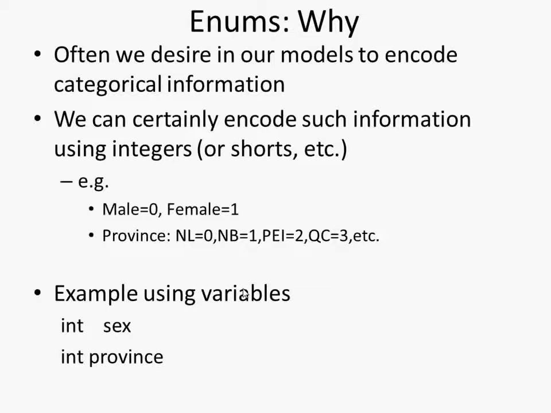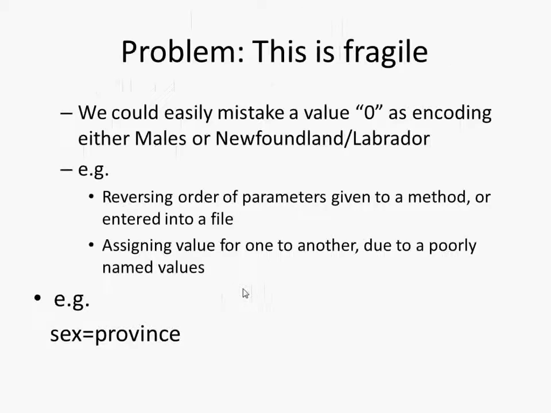Int province, right? The problem with it is that we could accidentally, inadvertently assign a sex to a province, for example. And if we saw a 0, we don't know what it is in isolation. Is this 0 with respect to province or 0 with respect to sex? We could add a sex to a province, which makes no more sense than adding an area to a length.